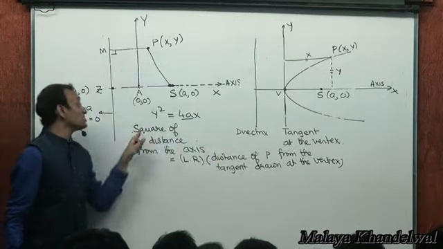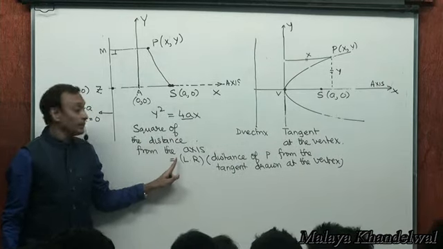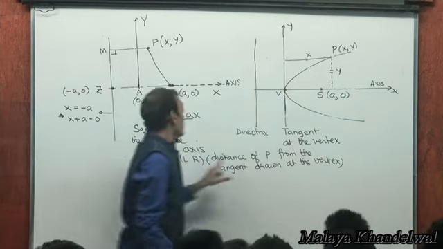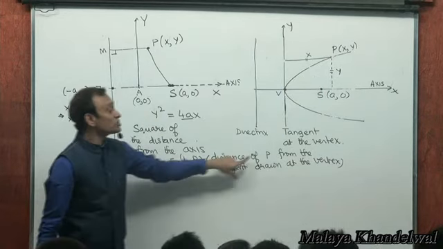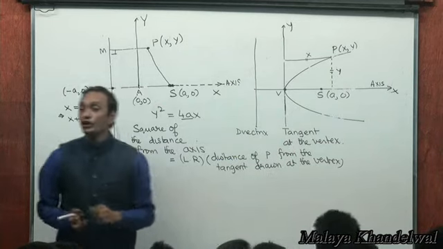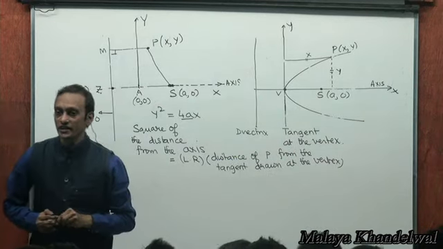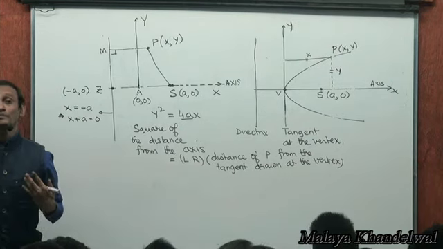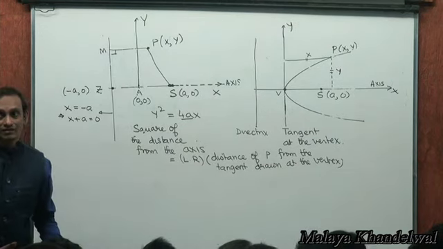y squared actually means the square of the distance from the axis. The square of the distance from the axis is the latus rectum into the distance of P from the tangent drawn at the vertex. Tangent drawn at the vertex. That's the physicality that I want you to bear in mind and flush with.